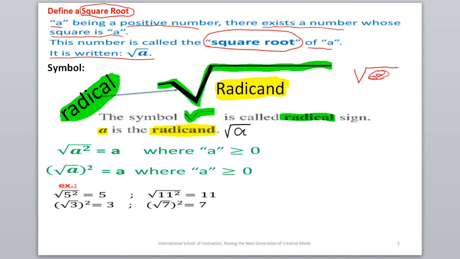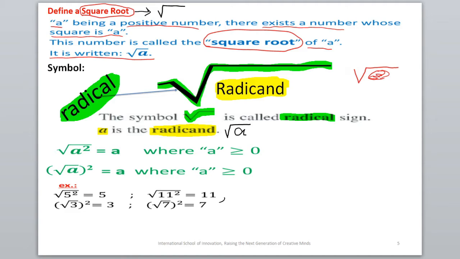In such a way, radical A squared is equal to A, where A is positive or 0. Let's take examples. Radical 5 squared is equal to 5. Radical 11 squared is equal to 11. The radical is the sign of the square root, so when we say square root, we mean radical. We will discuss this with more examples in the second slide.